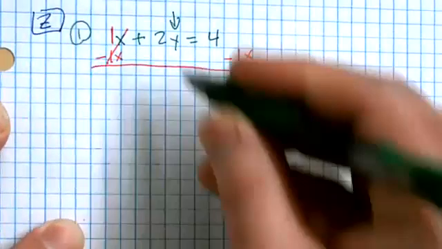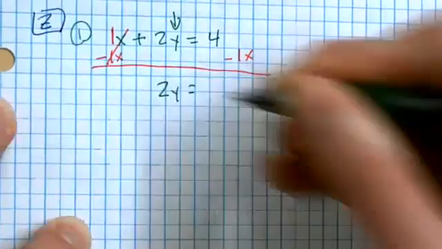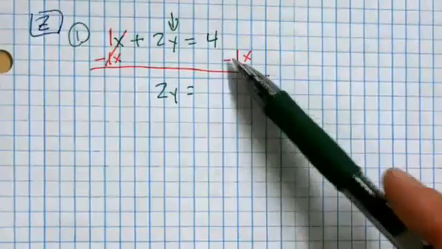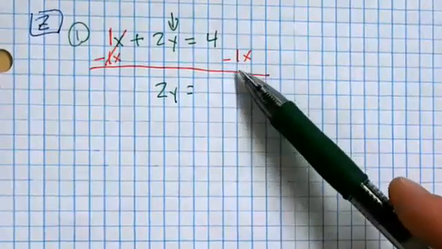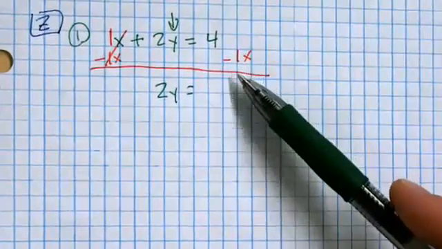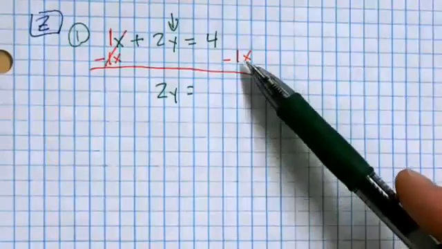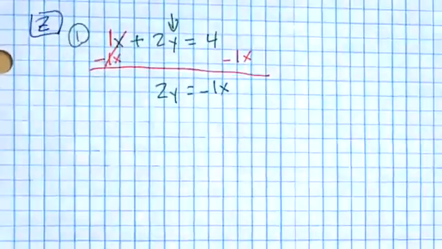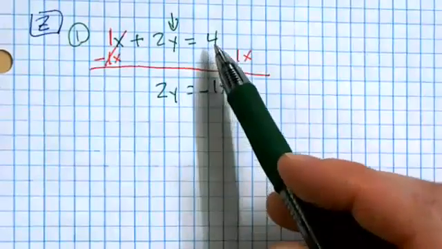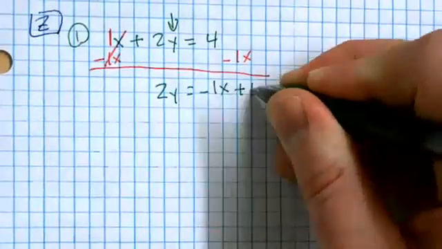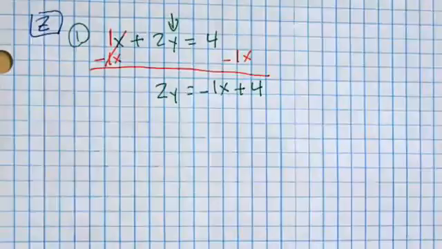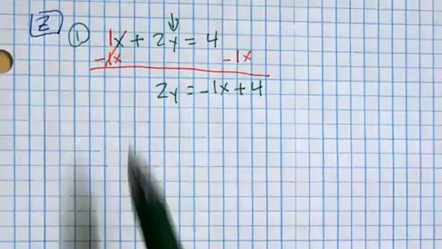We still have our positive 2y over here equals. When I write these, I'm going to have to write them both down, but I'm going to put the negative 1x first, because that's how we're used to seeing our equations. Usually we have our x term first. So I'm going to put my minus 1x first. And this was a positive 4, correct? So I'm going to put that plus 4 at the end. So all I've done so far is I got rid of the 1x over here.